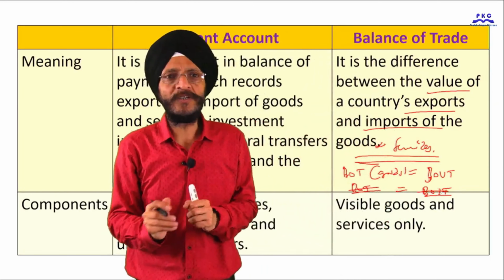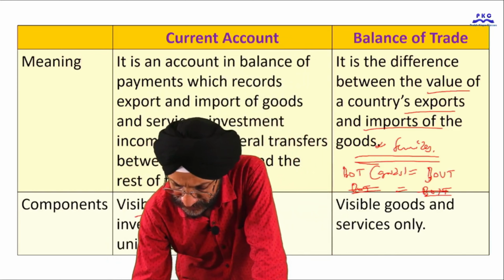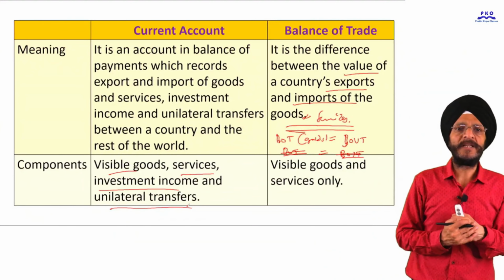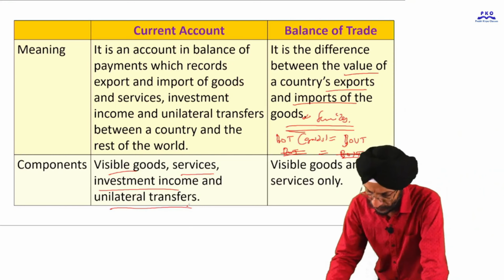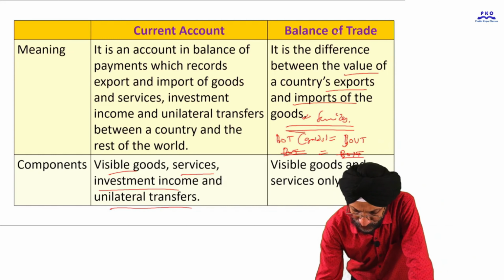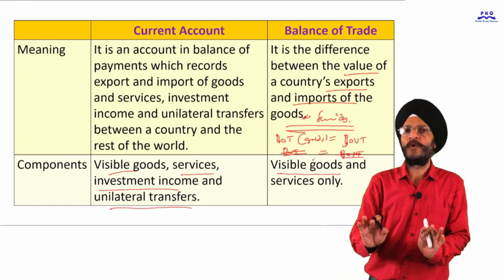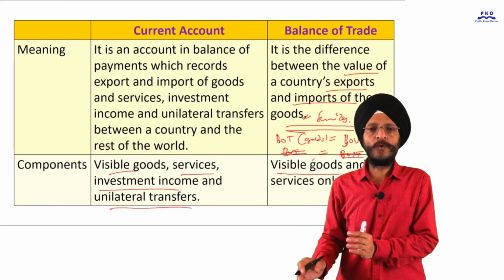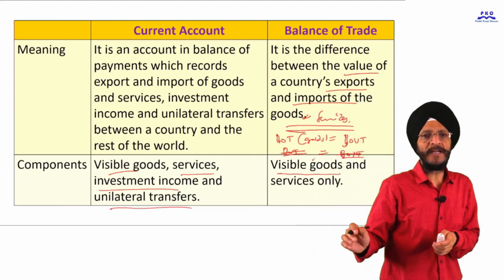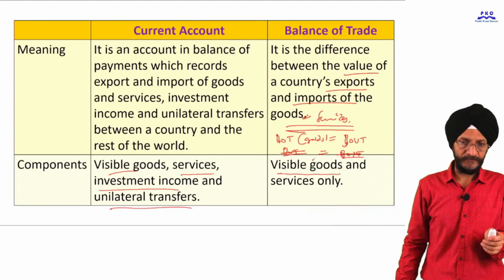Now, what are the components of balance of trade? We have already discussed that visible items, invisible items, investment income and unilateral transfers are the components of current account. And in the case of balance of trade, the components are visible goods and invisible services only. We do not take into account unilateral transfers and investment income in the case of balance of trade. We are only concerned with goods and services.